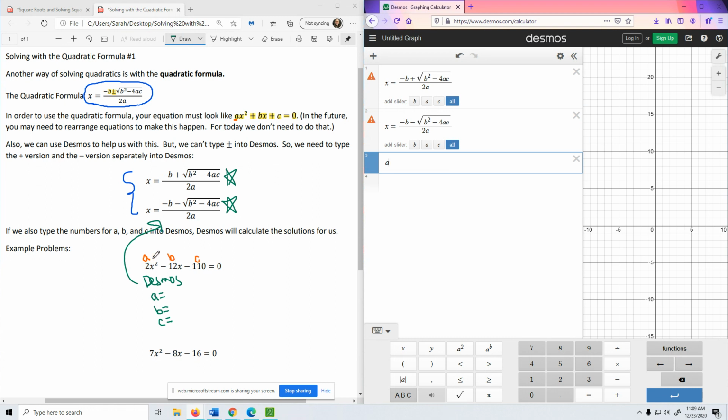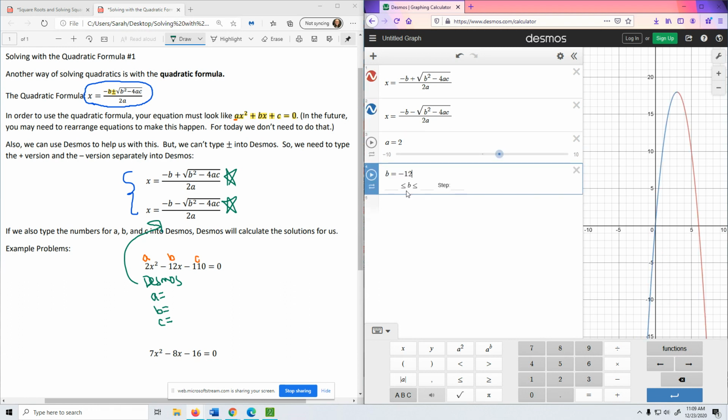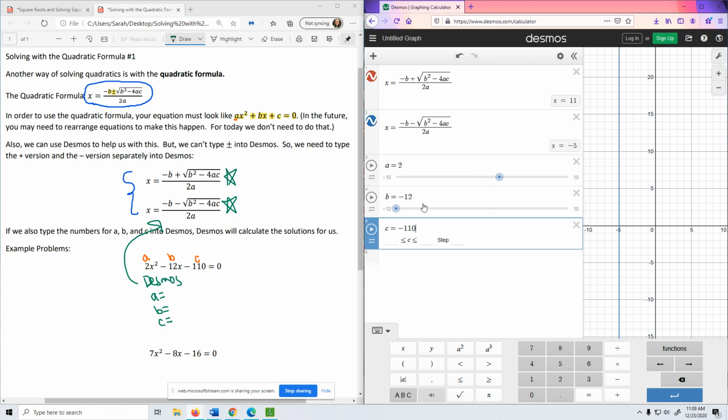So for this problem, a equals 2, looking at what we labeled before. B equals negative 12. Ignore what you see in the graph. Ignore any sliders or anything that come up. And C equals negative 110.